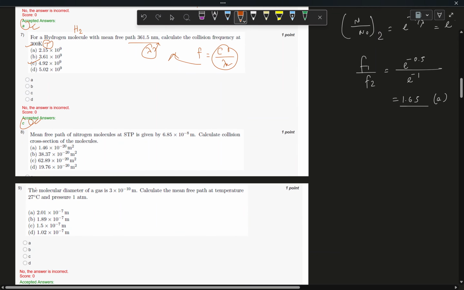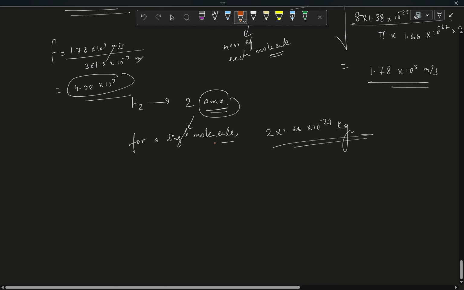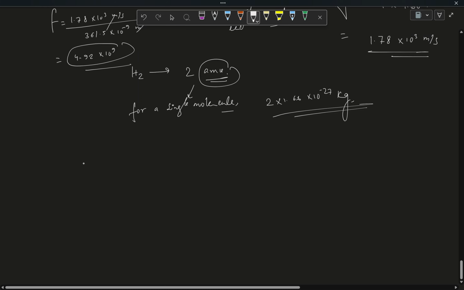Then question number 8: the mean free path of nitrogen molecules at STP is given by 6.85 into 10 to the power minus 8 meter. Then calculate the collision cross section of the molecules. First of all, for nitrogen molecules, that means diatomic or N2, the mean free path is given as lambda. The lambda value is given, and we calculate the collision cross section of the molecules, which is identified by rho in most of the formulas.